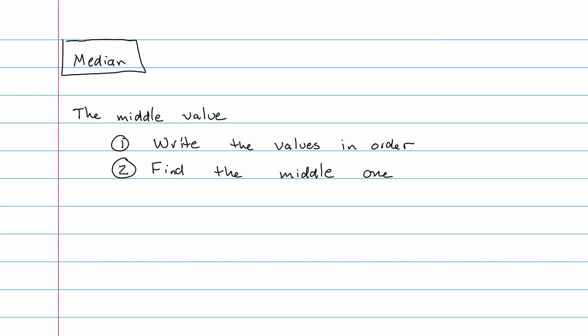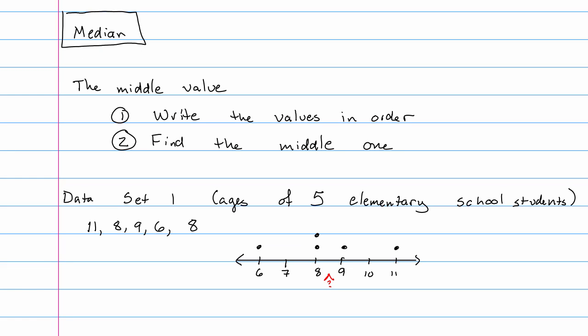This gets a little bit tricky with large data sets again. For data set 1, we can find the median. Well, the smallest number is 6. And then there are 2 8s, a 9, and an 11.